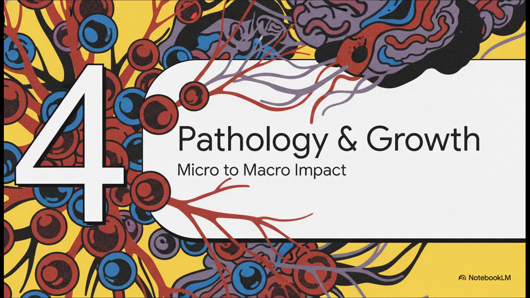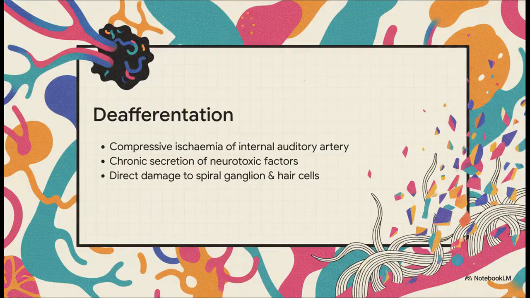Okay, let's zoom back out for section 4, pathophysiology and growth patterns. We're looking at the micro to macro clinical impact. So how does this expanding mass actually cause progressive vestibular and cochlear deafferation? Well, it happens through two main mechanisms. First, mechanically. It causes compressive ischemia of the anterior inferior cerebellar artery, the AICA, and the internal auditory artery, literally starving the cochlea of blood. Second, chemically. The tumor chronically secretes neurotoxic factors, things like glutamate and S100 protein, which directly damage the surrounding spiral ganglion neurons and delicate hair cells.